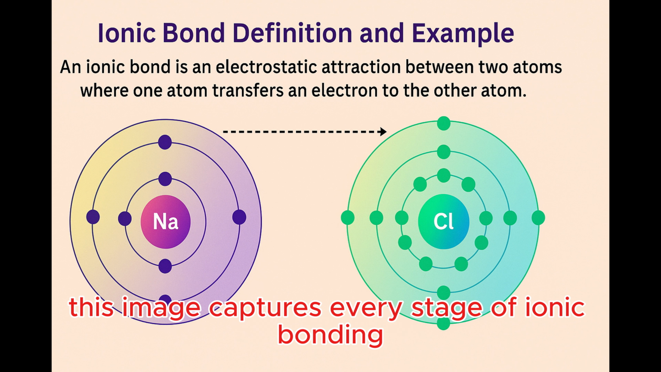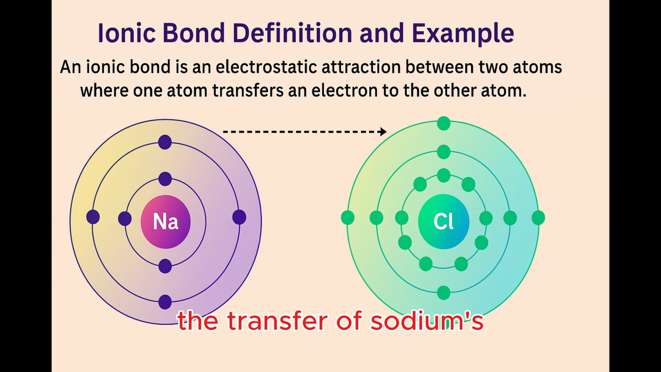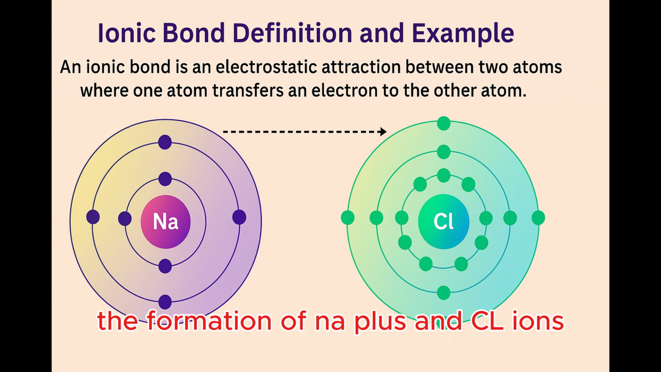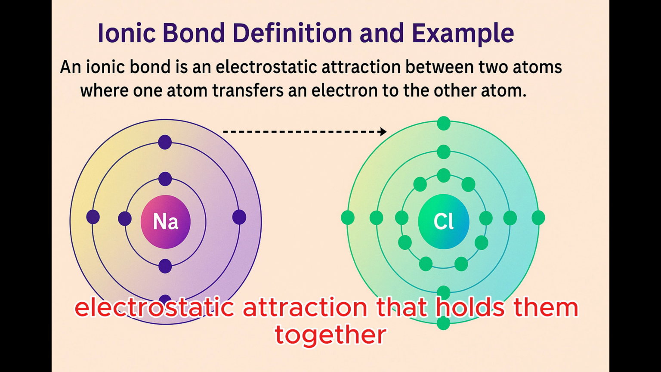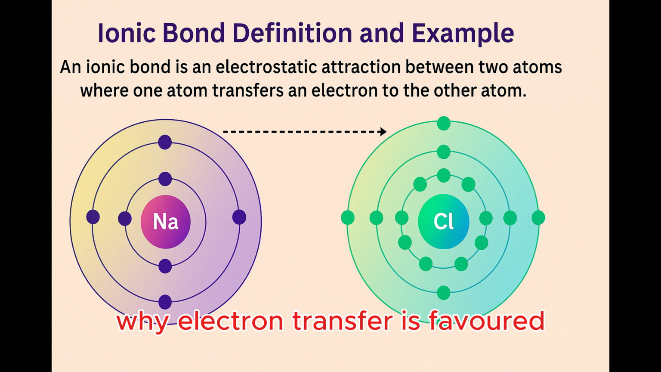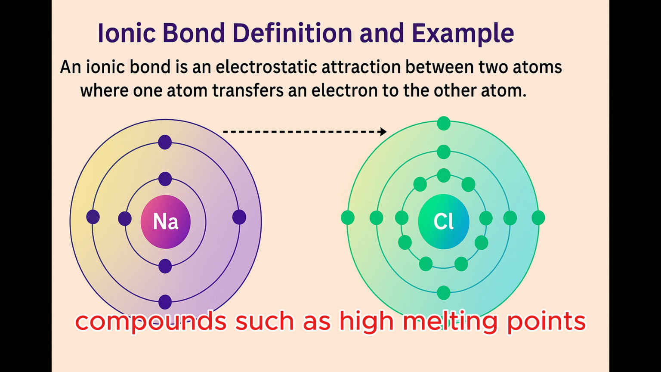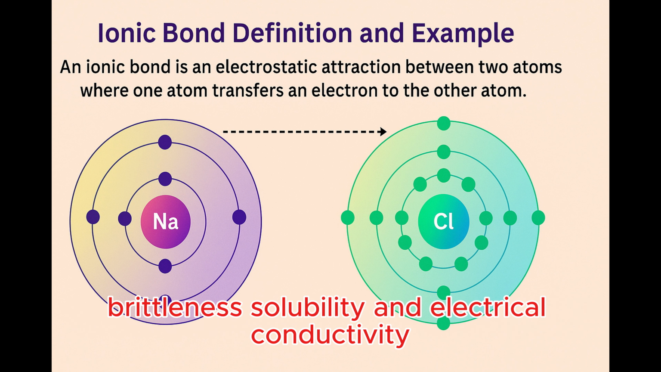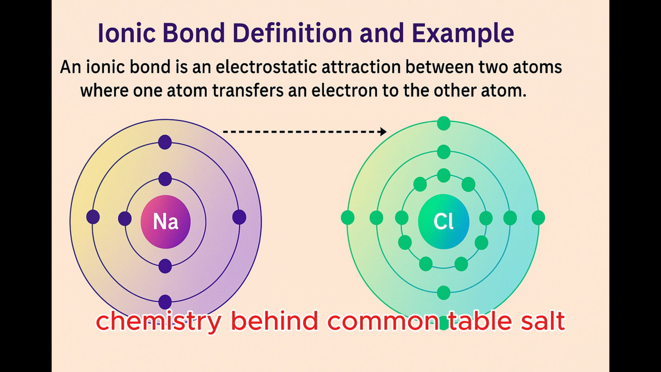So, in summary, this image captures every stage of ionic bonding: the initial electron configurations of sodium and chlorine, the transfer of sodium's single valence electron to chlorine, the formation of Na+ and Cl- ions, and the powerful electrostatic attraction that holds them together. It demonstrates how atoms achieve stability through the octet rule, why electron transfer is favored, and how the resulting ionic bond gives rise to the characteristic properties of ionic compounds such as high melting points, brittleness, solubility, and electrical conductivity. In simple words, this picture is showing the basic chemistry behind common table salt.